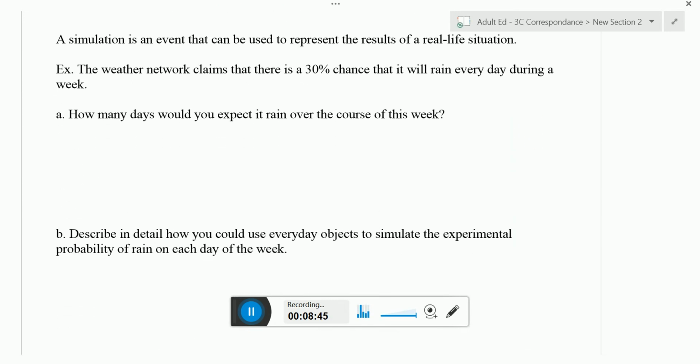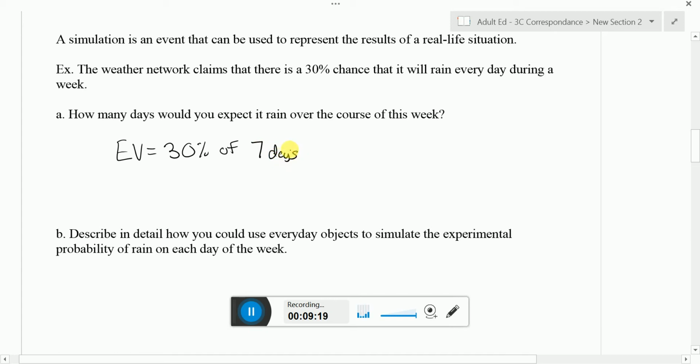So a simulation is exactly that. It's an event that we use to represent the results of a real life situation when it's impractical to actually perform that situation. An example that we're going to go through: the weather network claims there's a 30% chance it will rain every day during a week. How many days would you expect it to rain over the course of the week? So again, expected value, we're expecting it to rain on 30% of the 7 days.